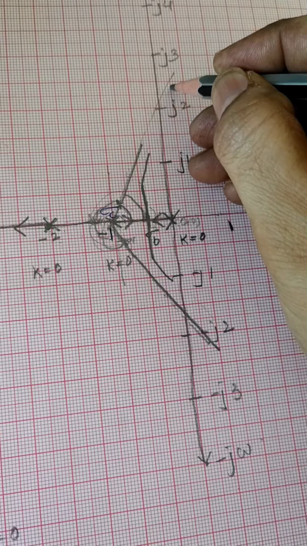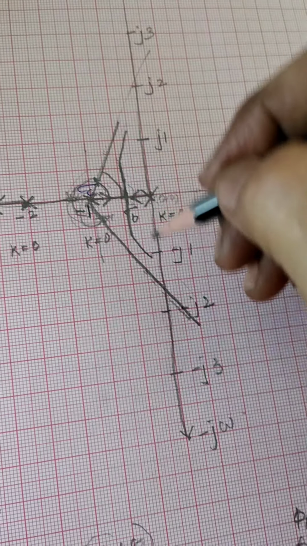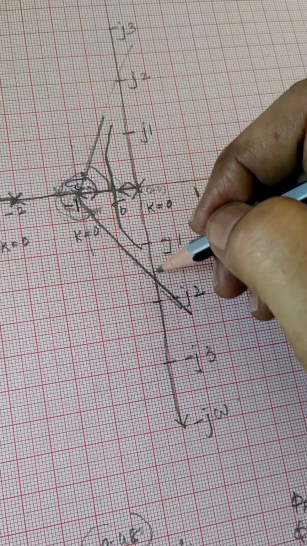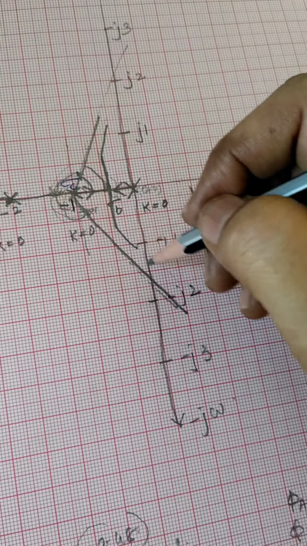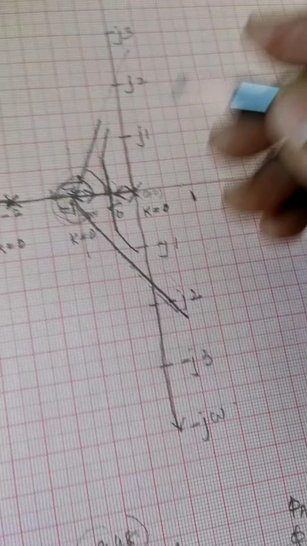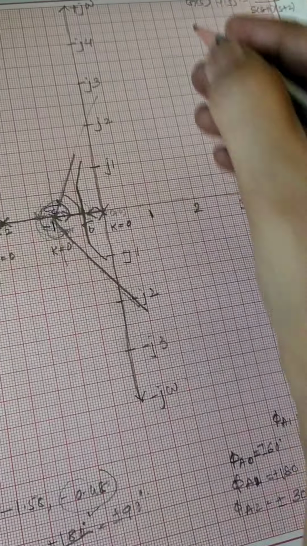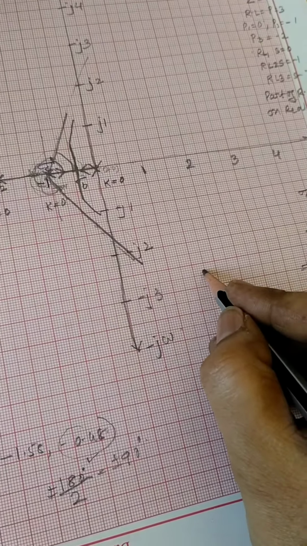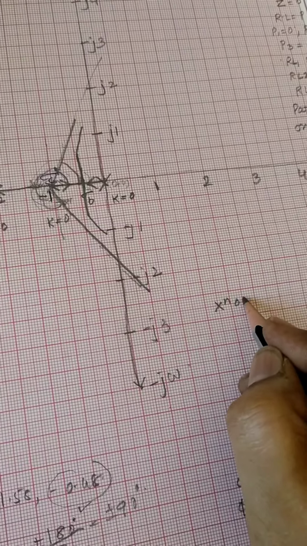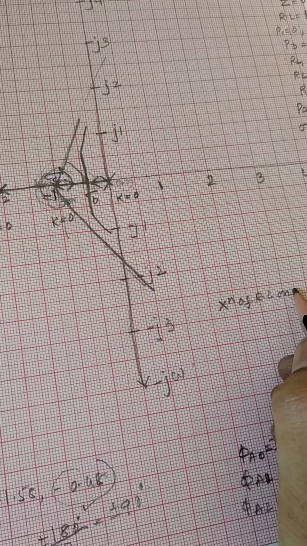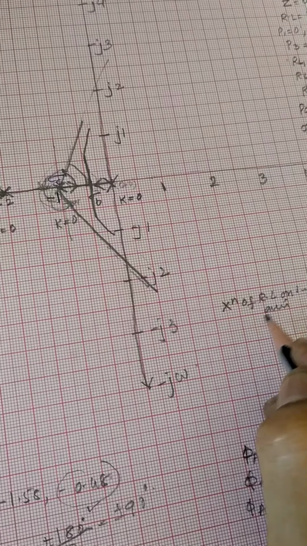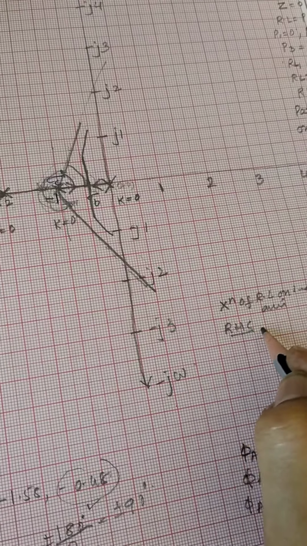Now if you see, these root loci will be intersecting on the imaginary axis. So how to find the root loci intersection on the imaginary axis? The intersection of root loci on the imaginary axis was found out by using the Routh-Hurwitz criteria.